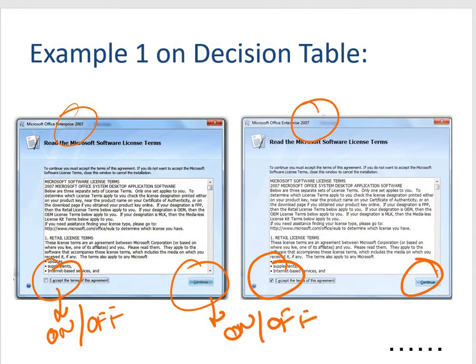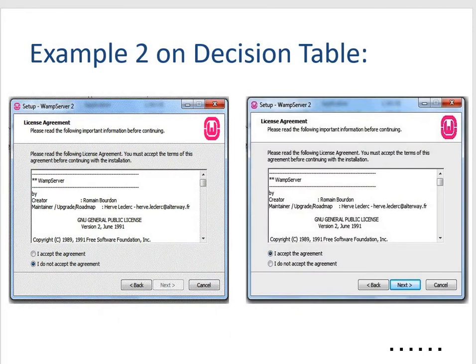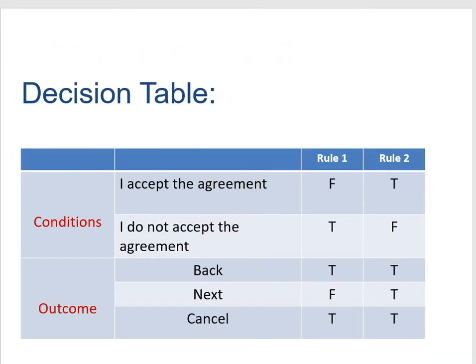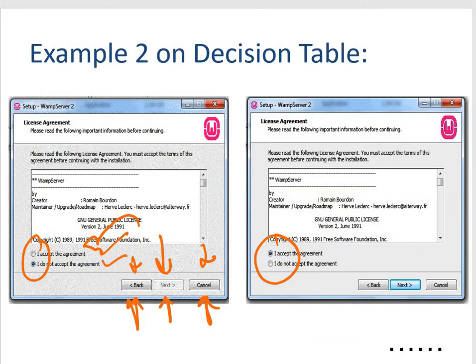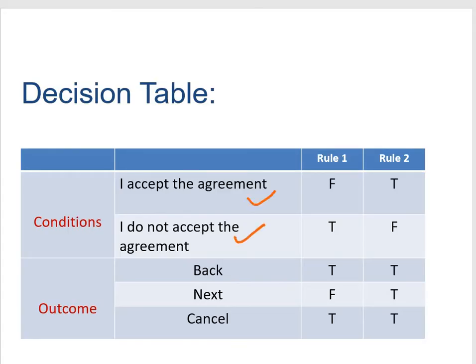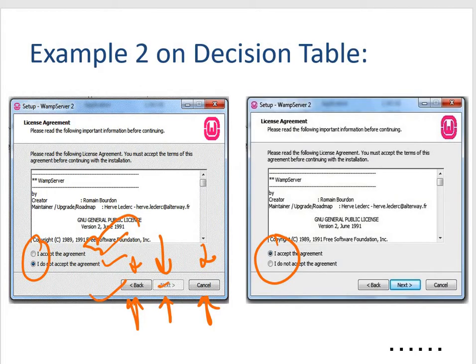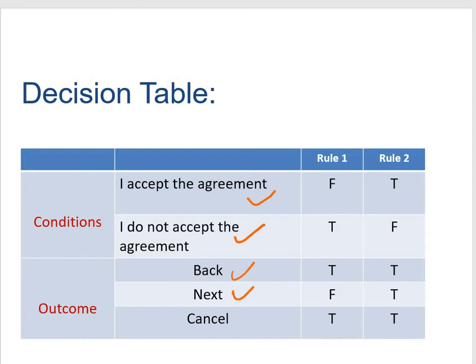So let's take a step ahead. What I did, I took the screenshot of the WAMP server installation. What we see is, this time I have 2 inputs, and based on this I see 3 outputs. These things are always on, but this is not always on. This depends on the input from this. In this case the conditions will be these 2: I accept, I do not accept, right? And my outcome is back, next and cancel. So I have added back, next and cancel.